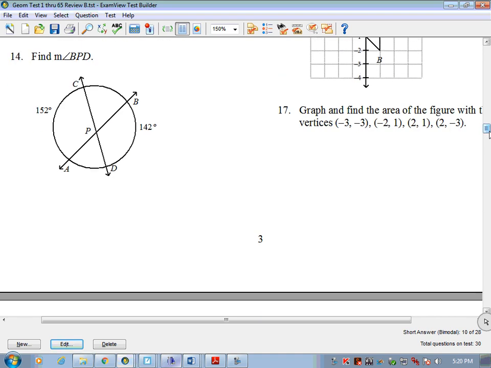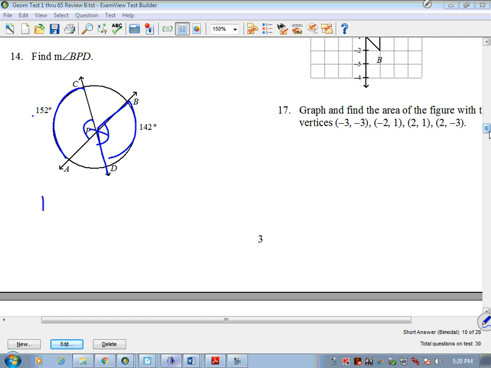Then you can prove to me what is opposite and what is equal. Question number 14 comes from lesson 64, angles interior to circles. If I'm looking for the measure of BPD, that means I'm looking for this guy right here. I find that by taking these intercepted arcs, because these two angles are going to be the same because they're vertical angles.